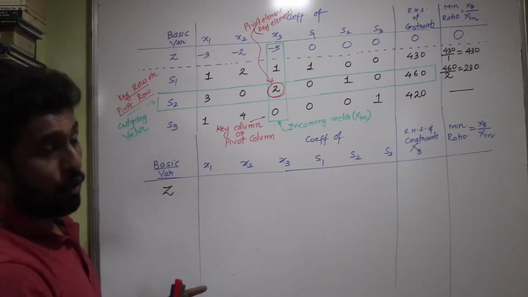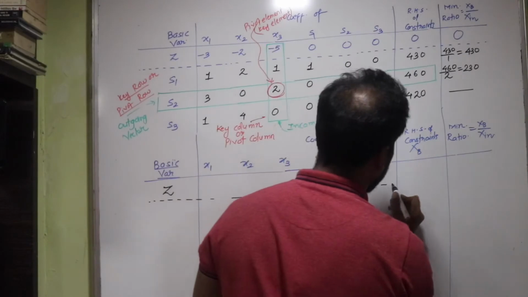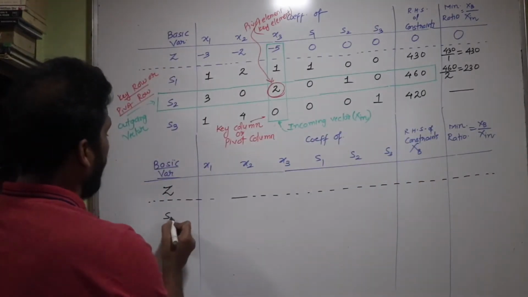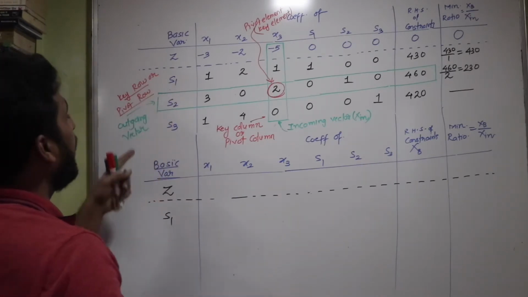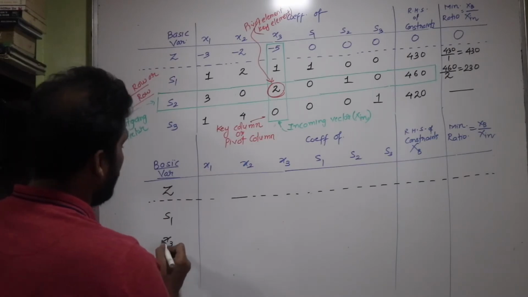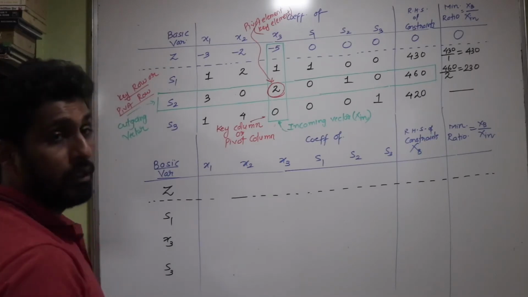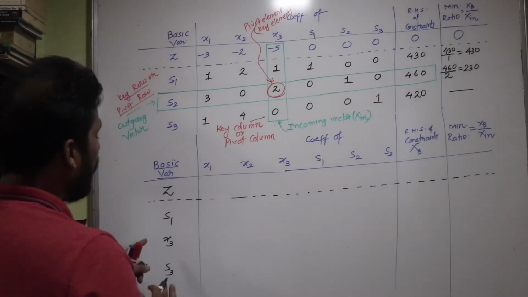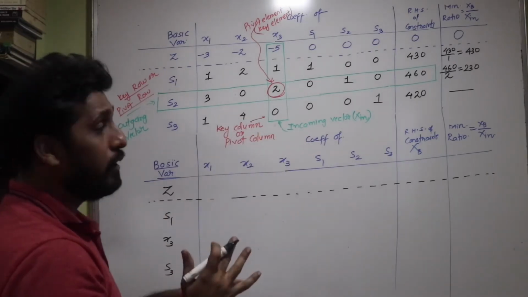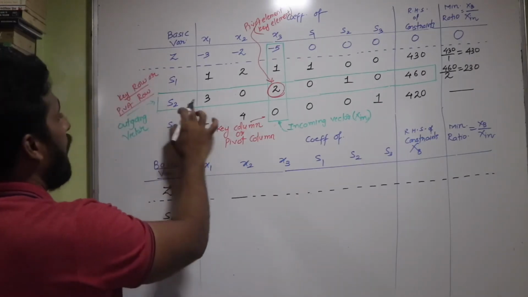So we'll be writing Z also, isn't it? Let us put up a dotted line here. Then we have S1, and then S2 has gone out and X3 has come in. So I'm going to write X3 here, and then S3 we have, so write S3 over here. So now at this moment, this 2 has to become 1. This entire row needs to be divided by 2. So I'm going to divide by 2 here.